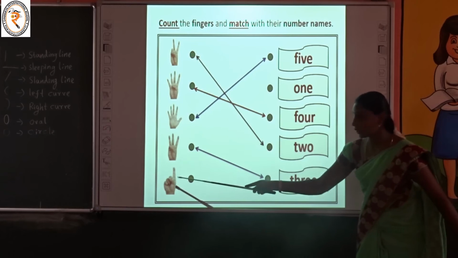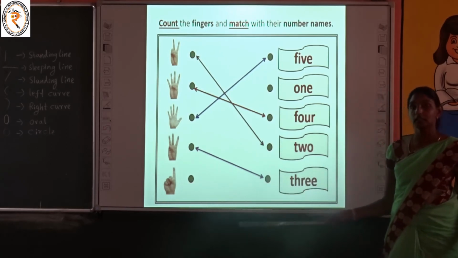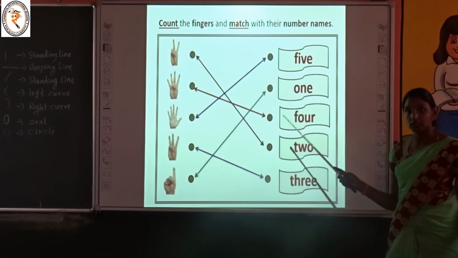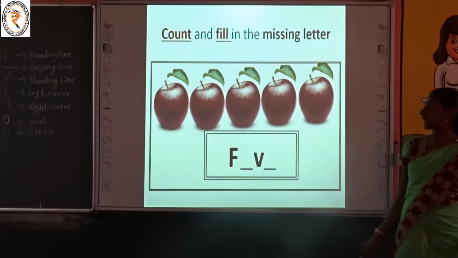See the last one. How many fingers? Only 1. That means the number name 1. Can you find and spell the number name 1? O-N-E, 1. Very nice, children. Keep it up, okay? Move on to the next activity.